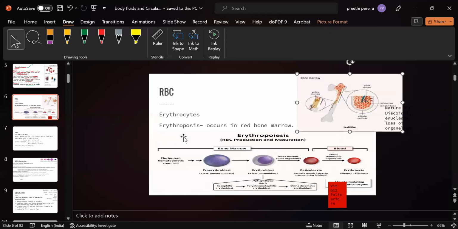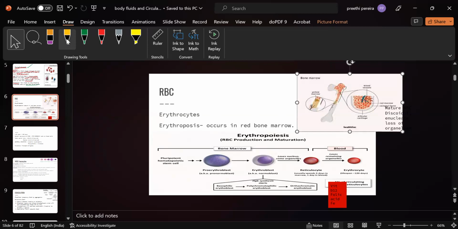So in adults, where does erythropoiesis occur? Erythropoiesis का मतलब, poiesis, what did I tell you? Poiesis means formation. Hemopoiesis मतलब blood formation, erythropoiesis मतलब RBC formation. So easy it is to remember. Hemopoiesis is blood formation and erythropoiesis is RBC formation. So it occurs in red bone marrow.